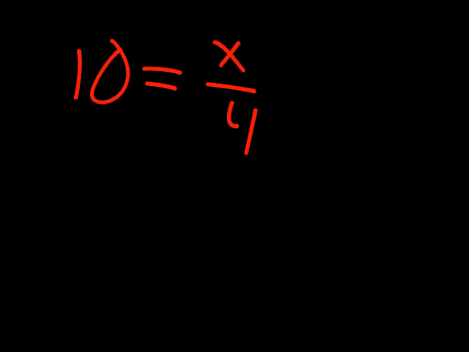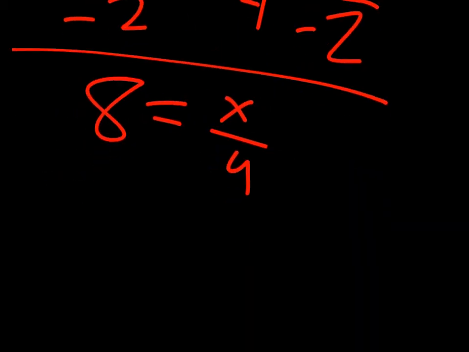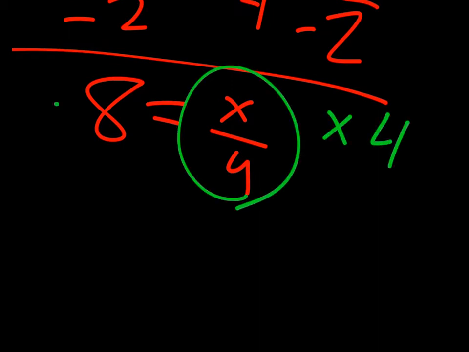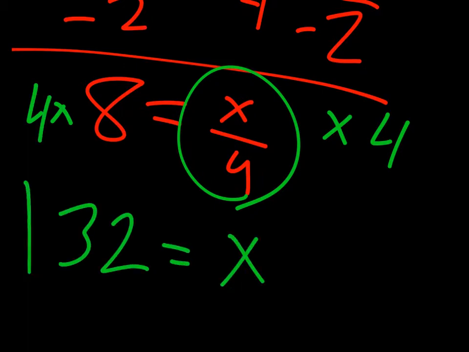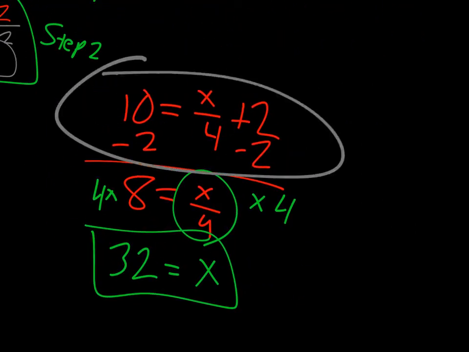All right, next example. We have 10 equals x over 4 plus 2, okay? First step, we're going to subtract 2 on both sides. 8 equals x over 4. And then because we have this fraction right here, we're going to multiply by 4 on both sides. This becomes 32 equaling x. Final answer. Bam. First step, second step.